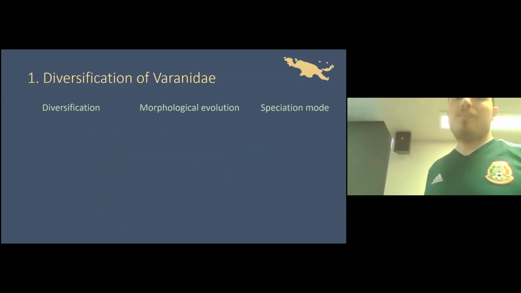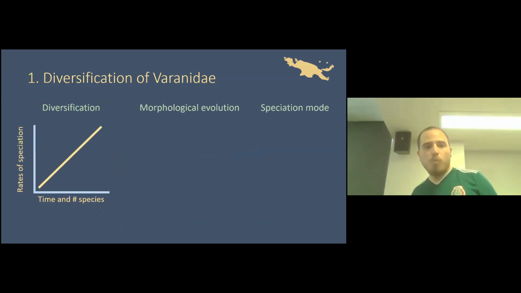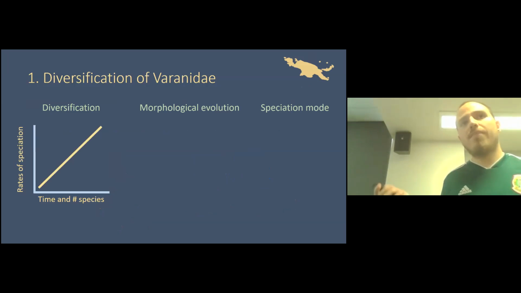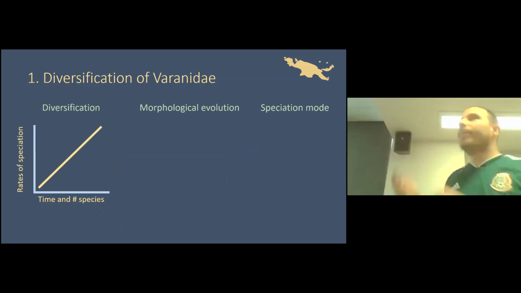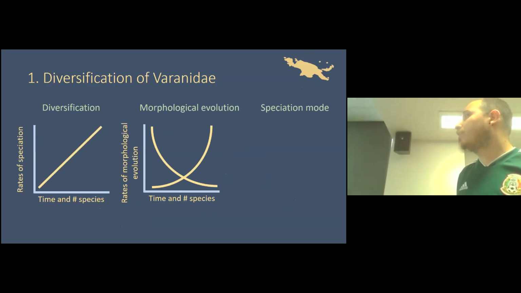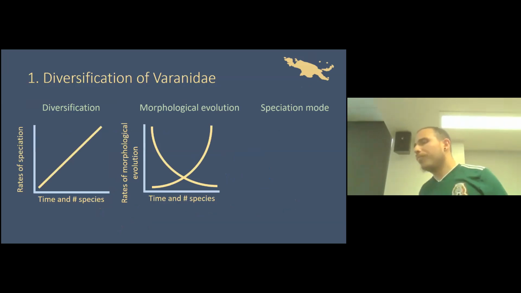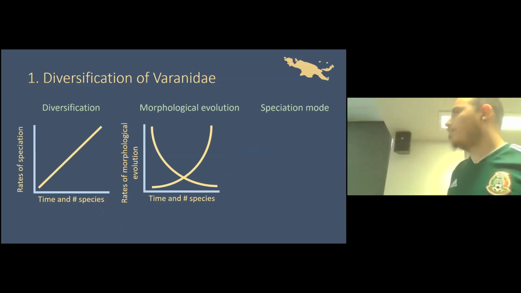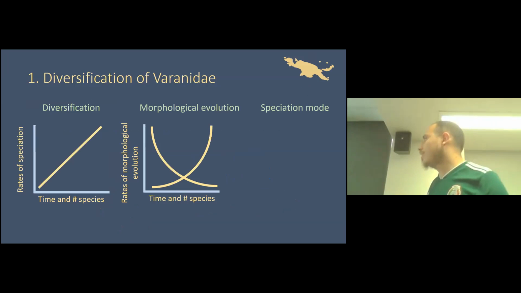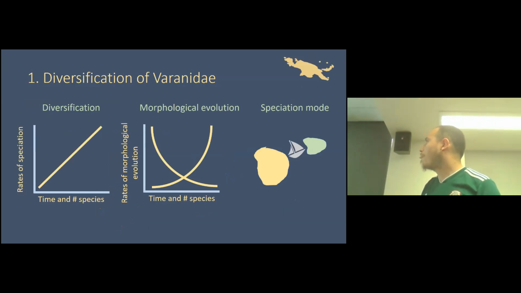Then we are going to look at the Papuan clade. And we can see that the rates of speciation are positively correlated with time and the number of species. So these guys are still going strong, still diversifying very fast. And the rates of morphological evolution, depending on the character that we look at, are either positively or negatively correlated with diversity and time.